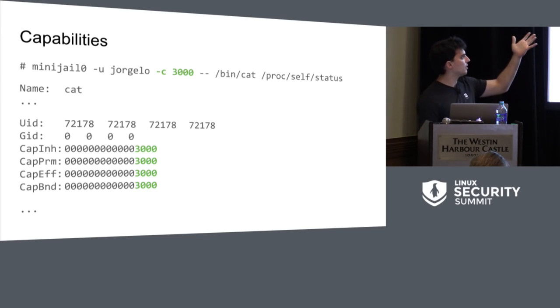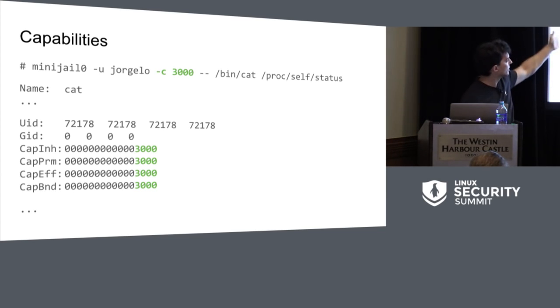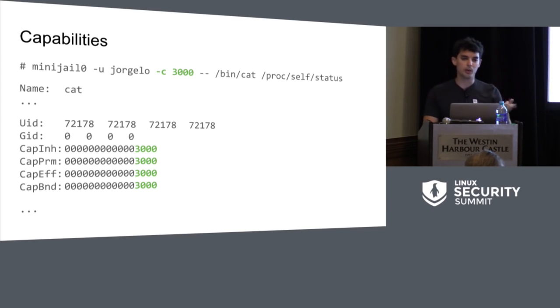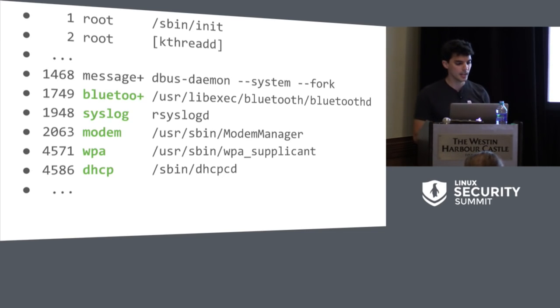And as we can see, if we run cat under Minijail in this case, and we look at what its capabilities mask looks like, well, it looks exactly like what we set up. And now, when we combine capabilities with UID changing or root dropping, then we end up in a situation in which our system, or in this case, a Chrome OS system, looks like this.